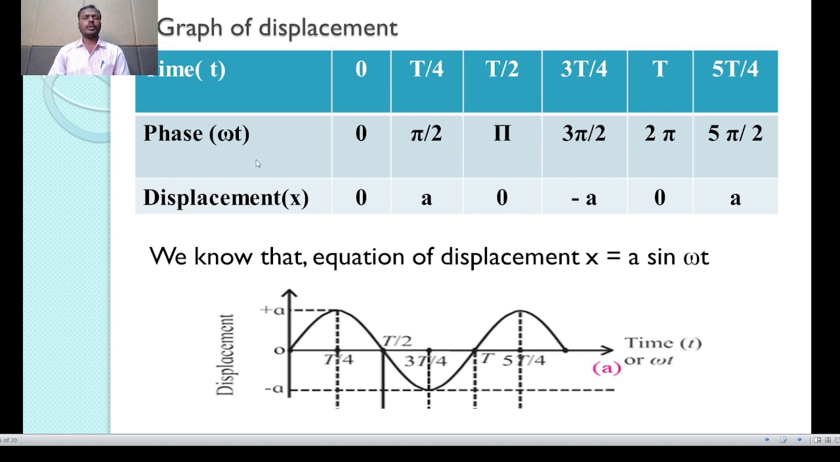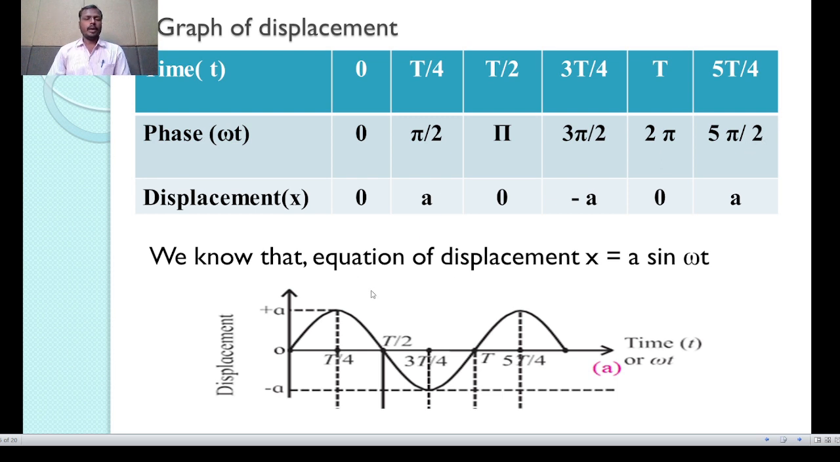Similarly, putting small t as 5T/4 in the phase formula, omega is 2 pi divided by T, T gets cancelled, the 2 and 4 cancel with each other, and the remaining term is 2. Finally we can write the phase omega t is equal to 5 pi/2.